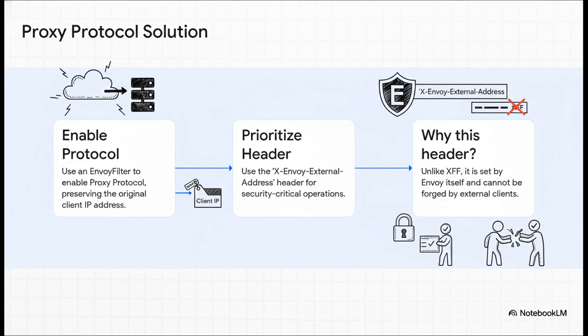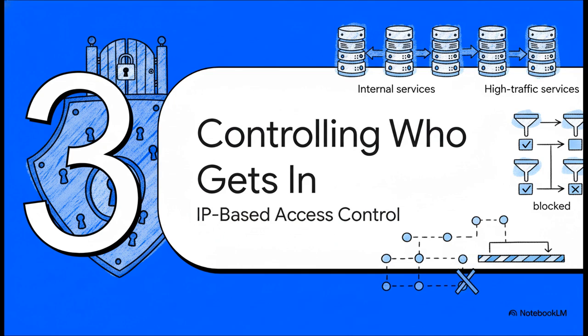They decided to trust one header and one header only, Envoy external address. Why? Because unlike other headers that a hacker could easily fake, this one is set by their own trusted Envoy proxy. It can't be forged. Game changer.